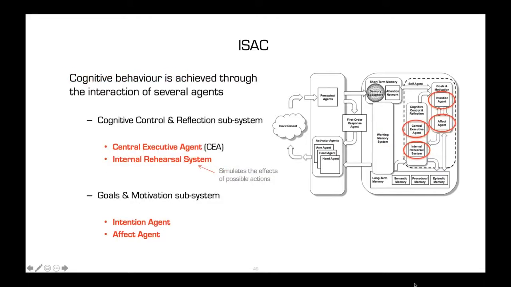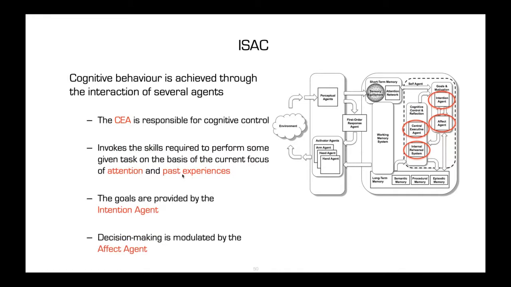You've got the self-agent on the right-hand side, and this is effectively doing the deliberation in your cognitive system. While your first-order response agent allows you to do habitual work, based on things that you know, the self-agent can do some reasoning if the solution to your current problem isn't apparent. So there is the central executive agent, CEA, and an internal rehearsal system. This is really important. You'll see it in almost every cognitive architecture, very often referred to as the internal simulation system. And then you've got your goals and motivation subsystem, which determines what the cognitive architecture actually does. The intention agent and the affect agent together are responsible for driving the behavior of your cognitive system.